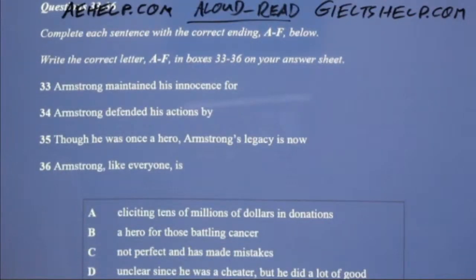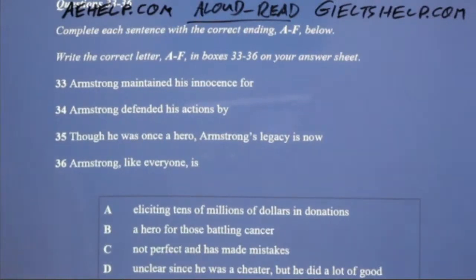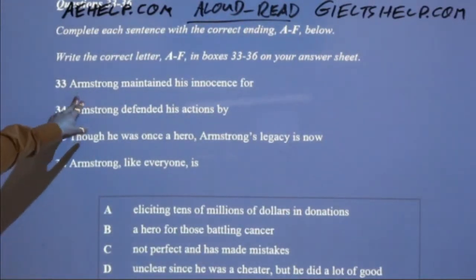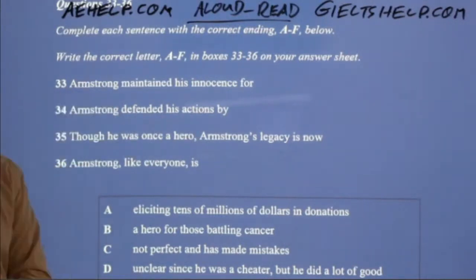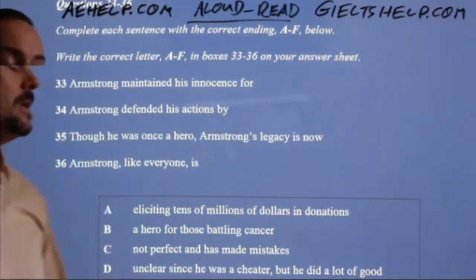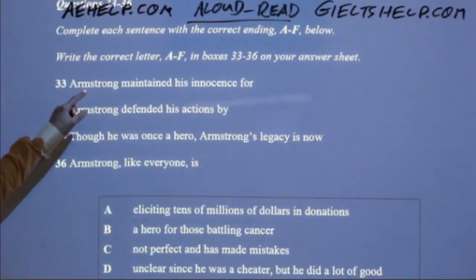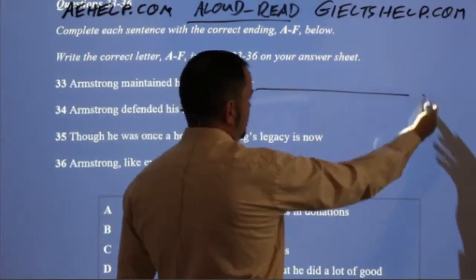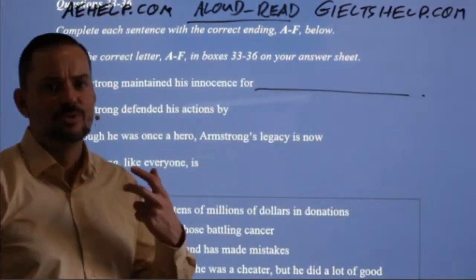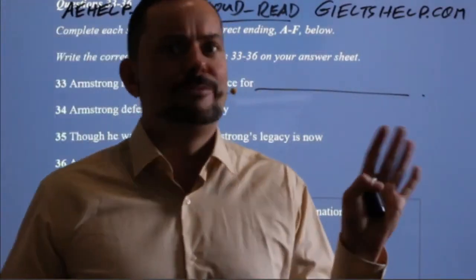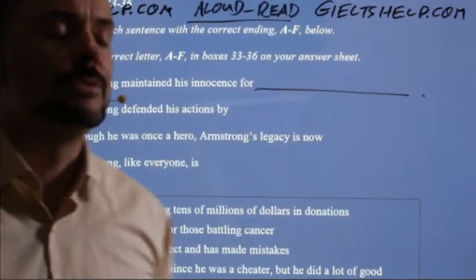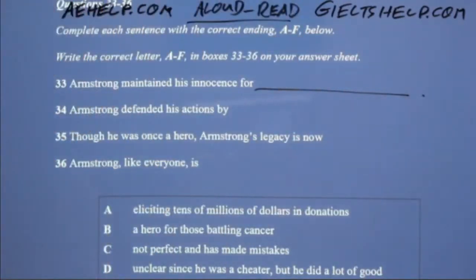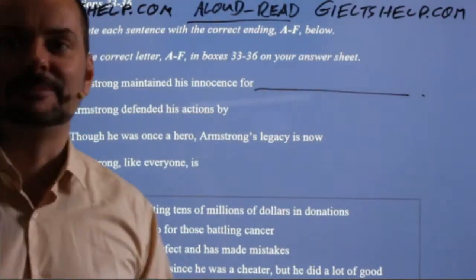So this one, the way you do it is just like multiple choice. You want to finish the answer on your own and then find the best match. Okay, so number 33, Armstrong maintained his innocence for... I remember this because I had a very visual picture here of like, I'm innocent. No, I didn't cheat, guys. So how long did Armstrong maintain his innocence for? Is, I think, the question that comes to mind here.